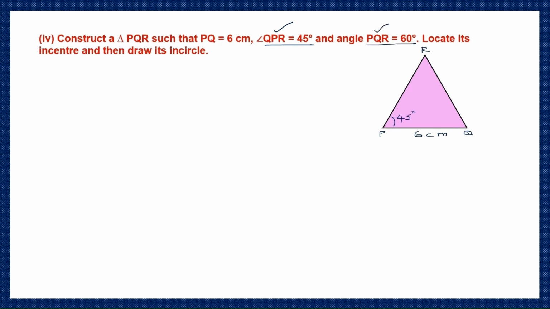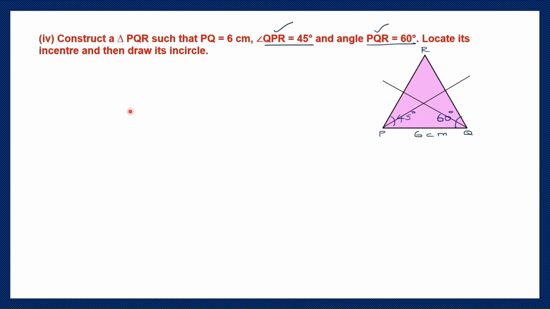Take the letter in the middle, Q, and that is 60 degrees. So that's it. With this we get the construction of the triangle. Now we are asked to locate its incenter. For that, we have to first bisect any two angles. So let's bisect first angle Q, then we have bisected angle P also here.